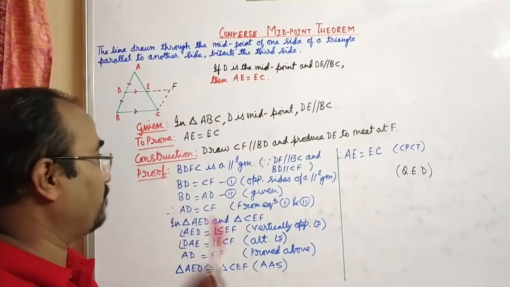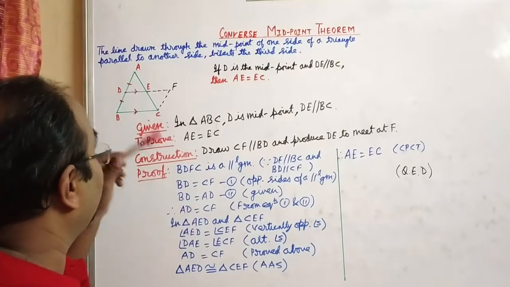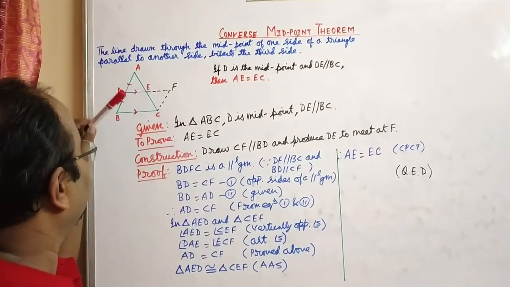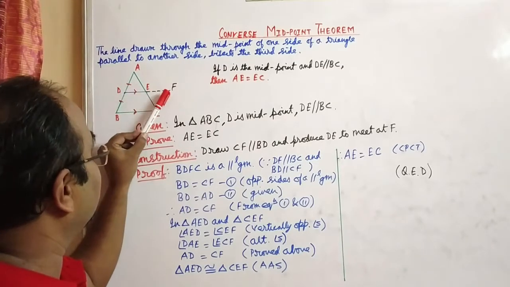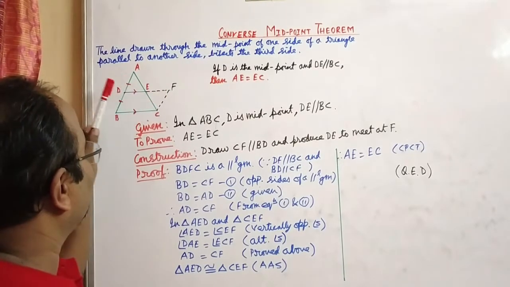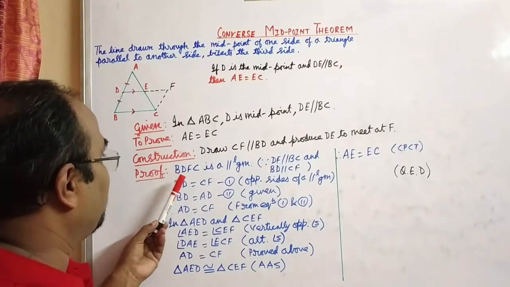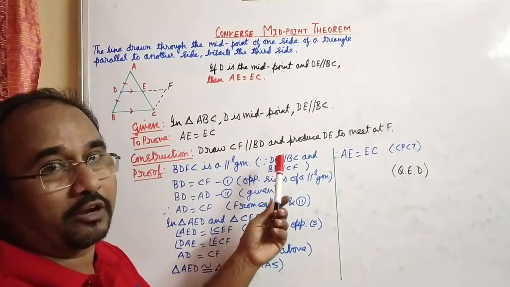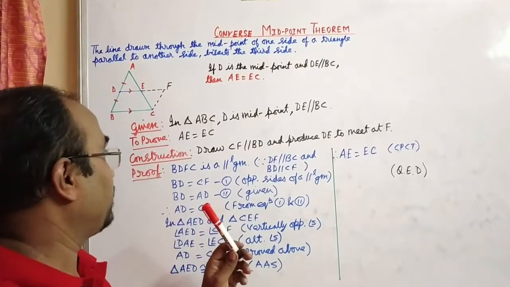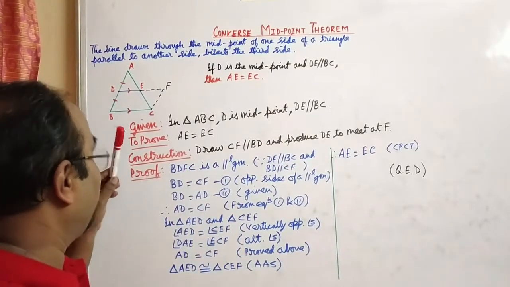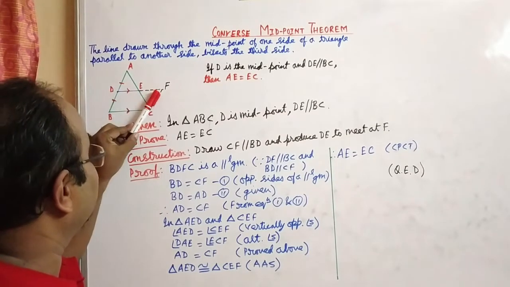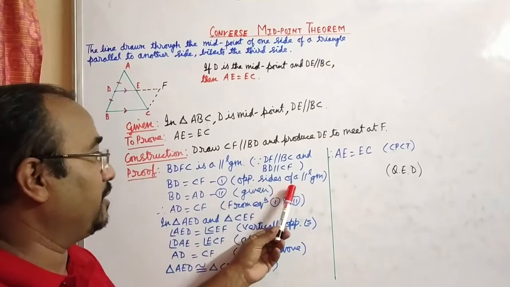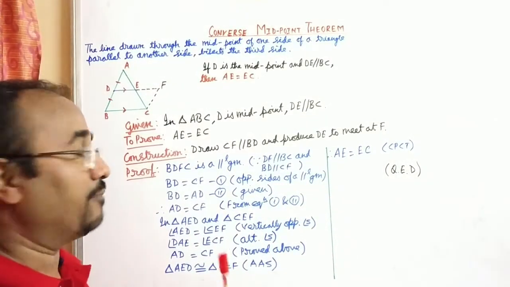Now the proving part. First of all, you can see here we were already given that these two lines are parallel. In the construction we have drawn these two lines as parallel. So both pairs of opposite sides are parallel. So I get BDFC is a parallelogram, and I have written the reason: both pairs of opposite sides are parallel. Now if it is a parallelogram, I will get BD and CF as equal, reason being opposite sides of a parallelogram.